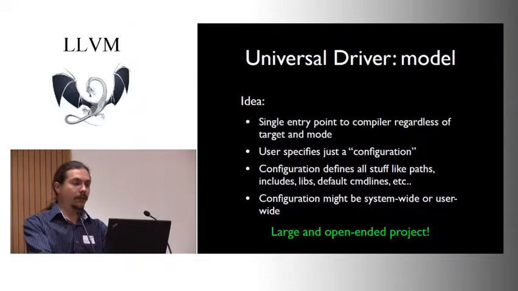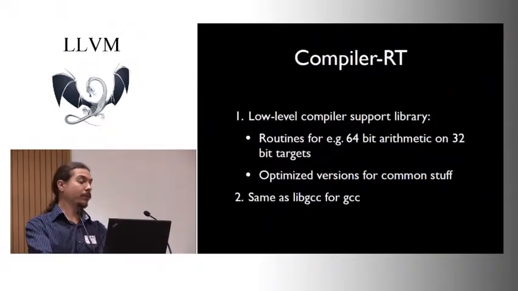Let's proceed from Clang to compiler RT. Compiler RT is a low-level compiler support library. It contains all sorts of routines like 64-bit arithmetic, soft floating point, all stuff like that. So for Clang, compiler RT is similar to libgcc for GCC.